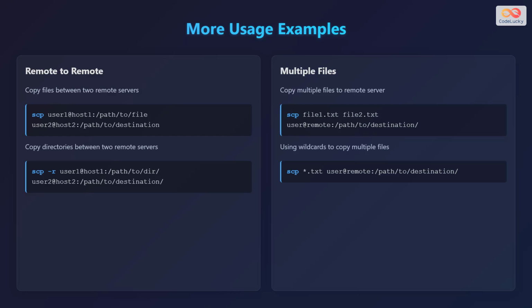:/path/to/destination. To copy multiple files to a remote server at once, use SCP, then file1.txt, file2.txt, username at remote:/path/to/destination. You can also use wildcards like an asterisk to copy multiple files, for example, scp *.txt, username at remote:/path/to/destination.